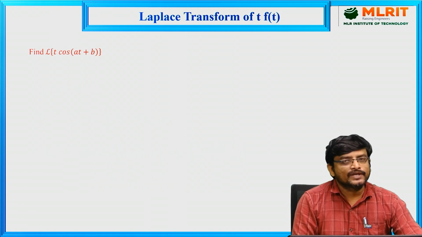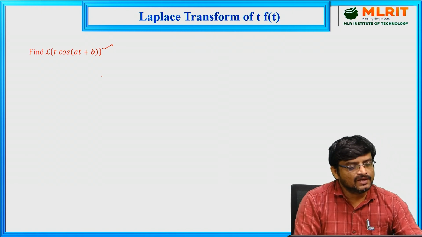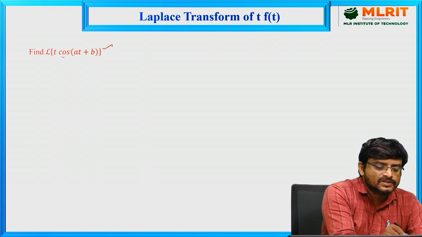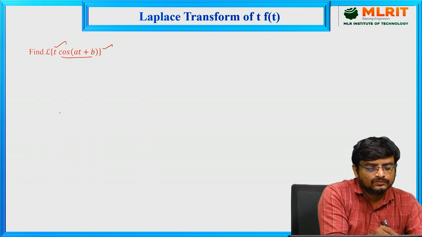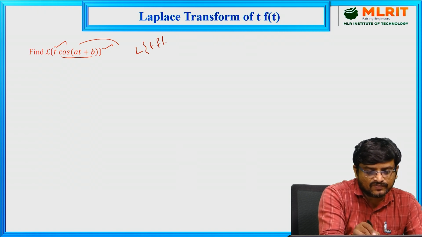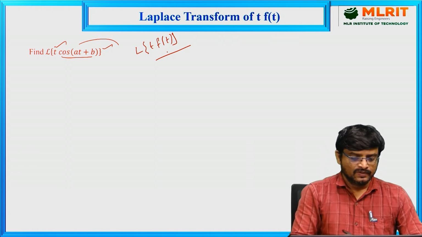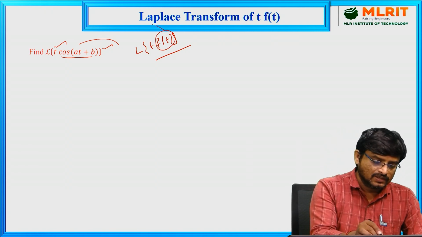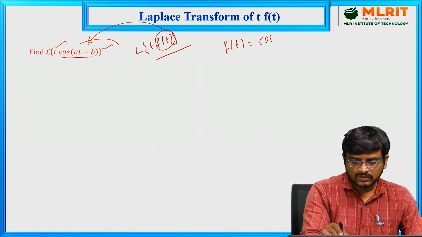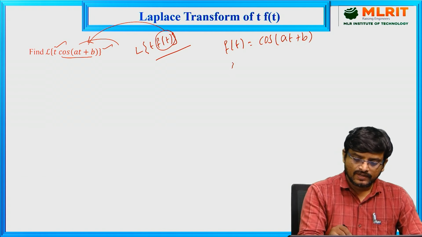Now we'll take one more example. This is how to find the Laplace transform of t into cos of at plus b. Now this cos function is multiplied with t. When you compare, this is of the form Laplace transform of t into f of t. Here also we have to apply the same formula. By comparing this, we can consider f of t equal to cos of at plus b. Now find f bar of s.